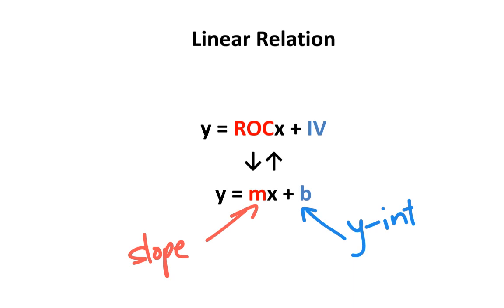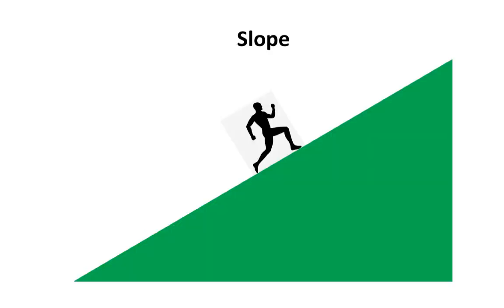Instead of initial value, we are now going to call it the y-intercept, and this is represented by the variable of b. As you can see here, there is a person running up what looks to be a pretty steep hill. But how could we describe the steepness with a number? We know it's pretty steep, but how steep is it?